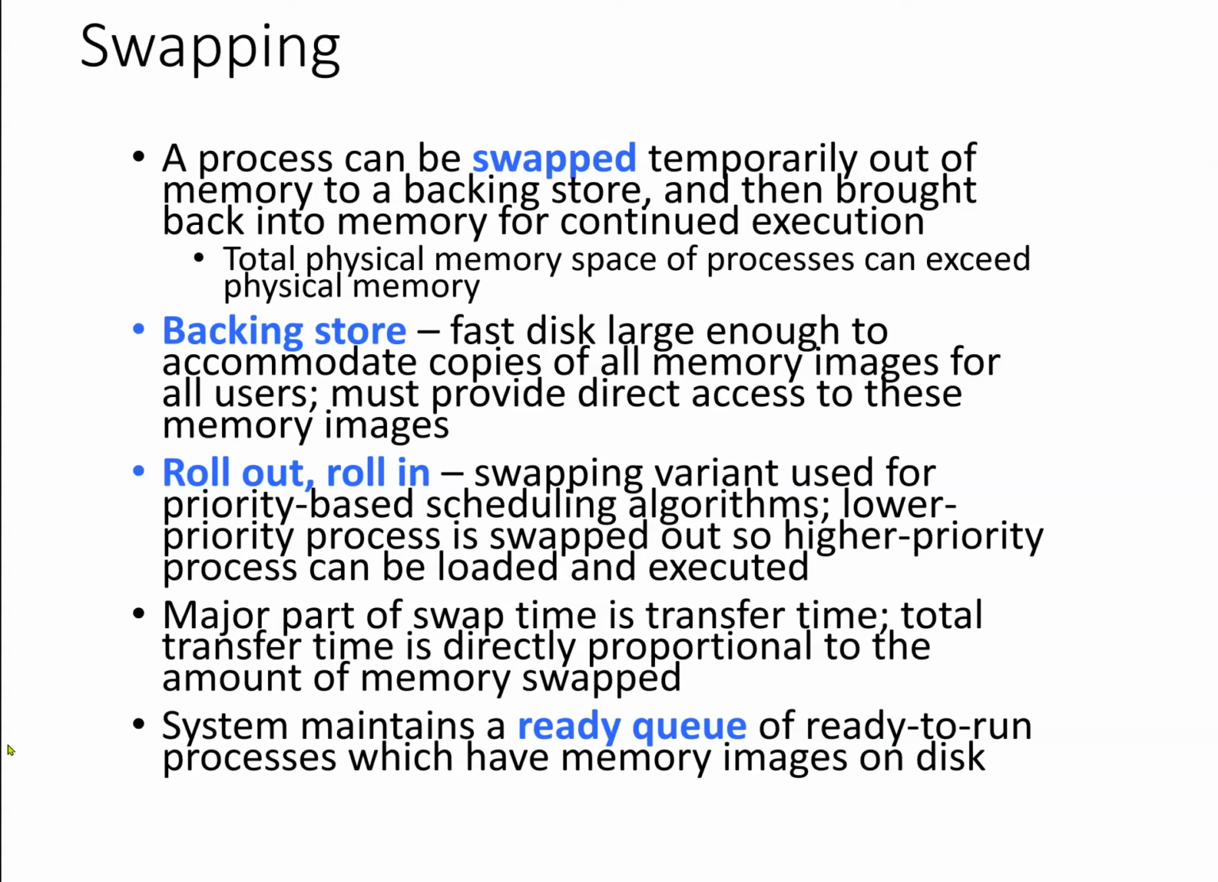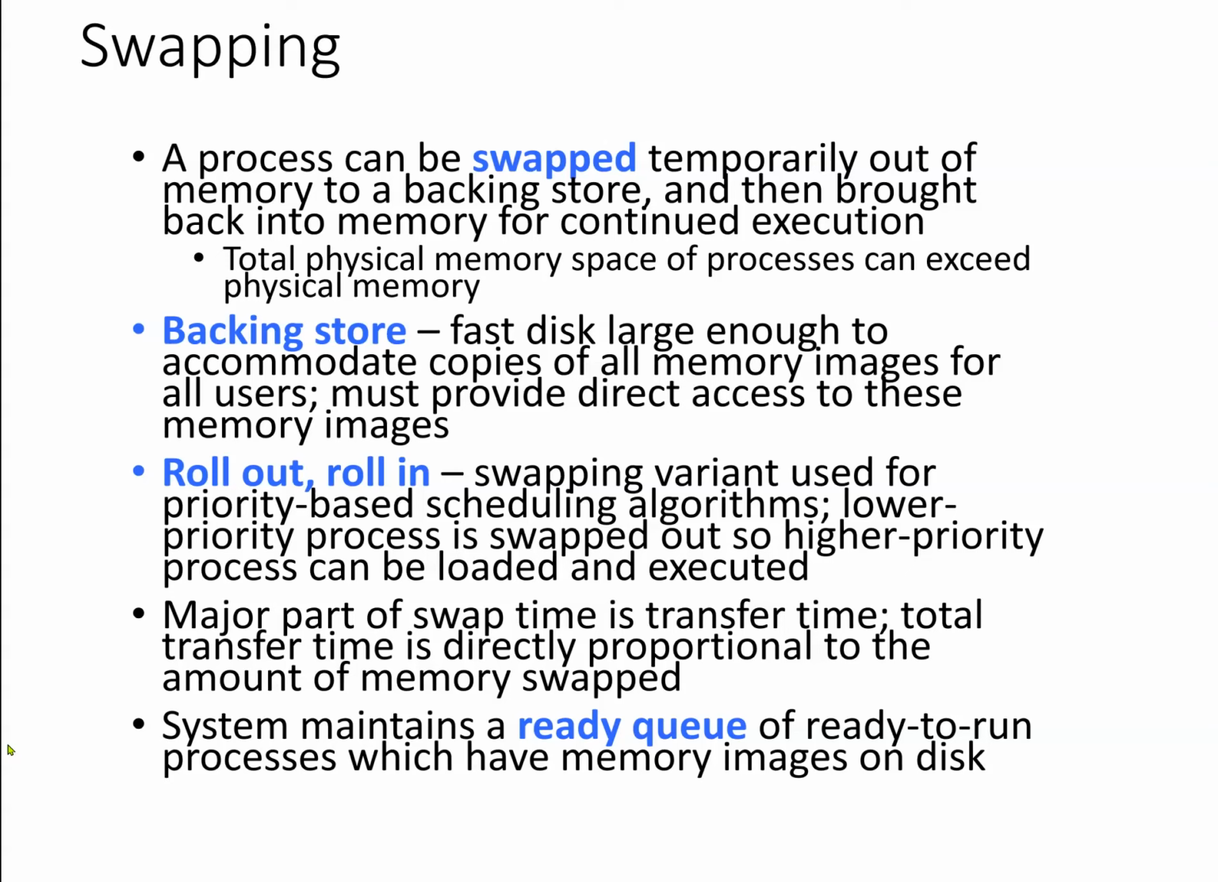So, swapping. A process can be temporarily swapped out of memory to a backing store, such as a hard drive, and brought into memory to continue execution. Therefore, the total physical memory space of the processes can exceed the physical memory space. This is the example we're using in our project. Backing storage should be fast enough to accommodate copies of all memory images and make it reasonably quick to bring them in. There are definite variants of algorithms for this.